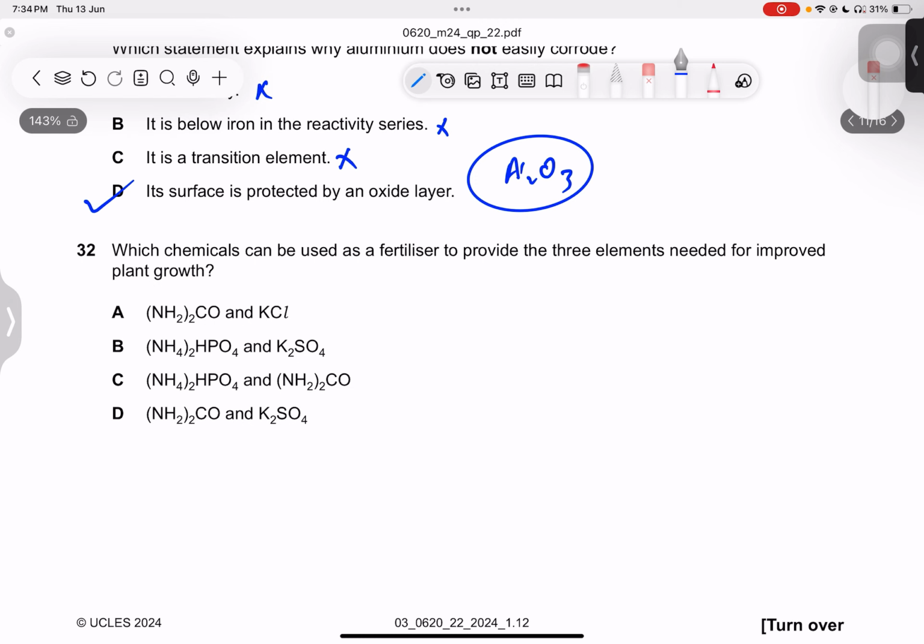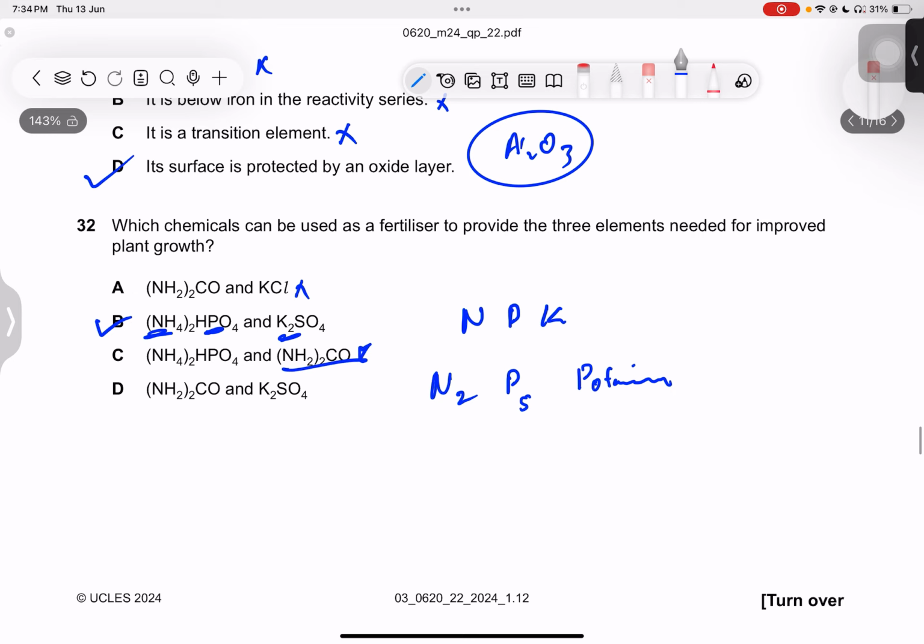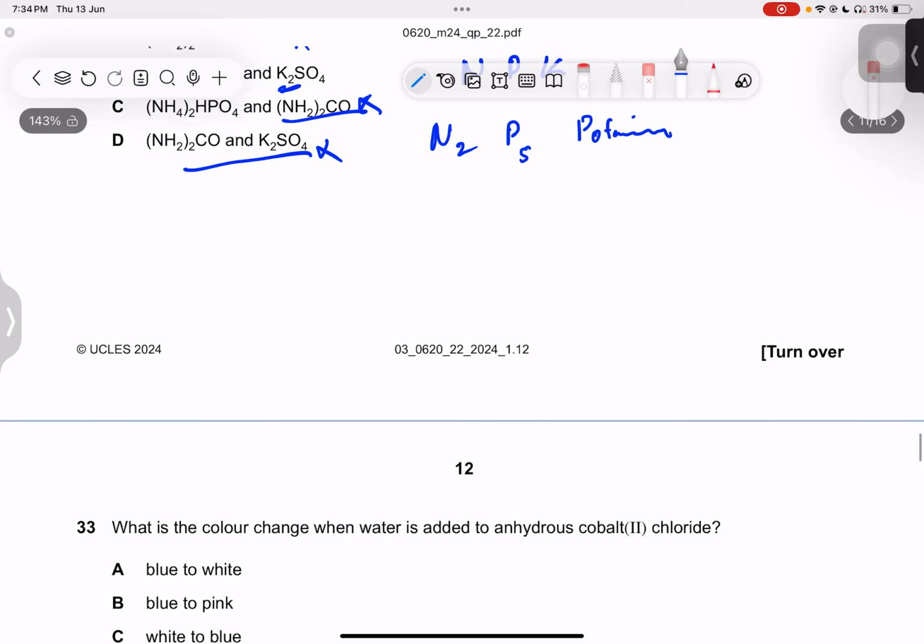Which chemicals can be used as a fertilizer to provide the three elements needed for improved plant growth? NPK: nitrogen, phosphorus, and potassium. These are the three elements needed, so the option containing all three will be correct. This one does not contain phosphorus. This contains nitrogen, phosphorus, and potassium, so B is correct. This has no potassium, and this has no phosphorus again.